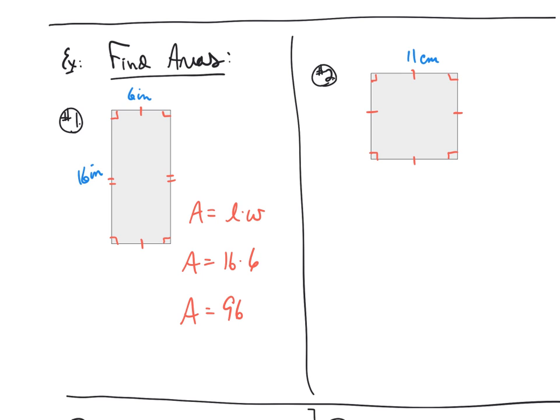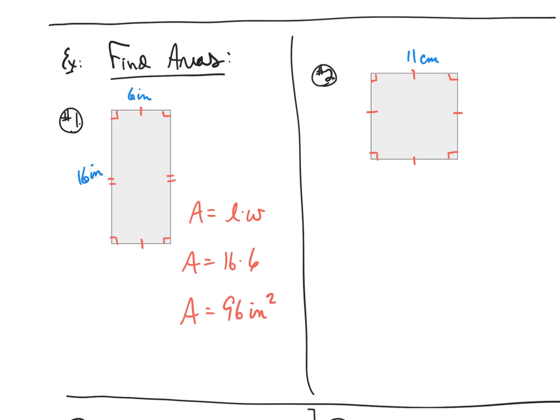And please remember, we measure perimeter in just standard units like inches, centimeters, meters, and so on. But area is measured in square units. So this would be 96 square inches.